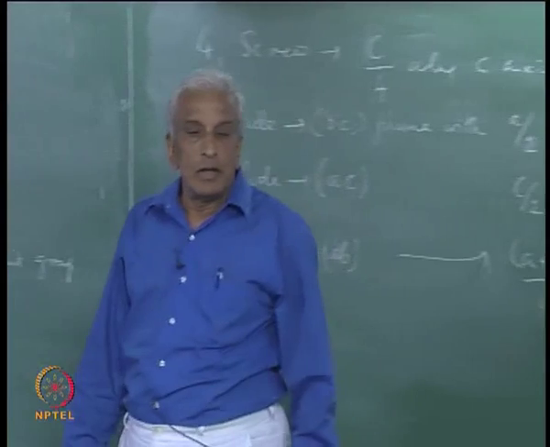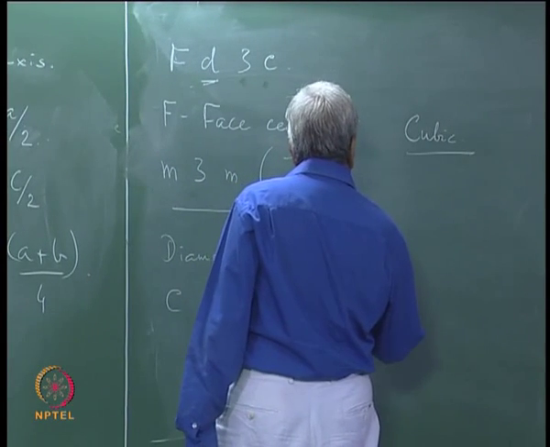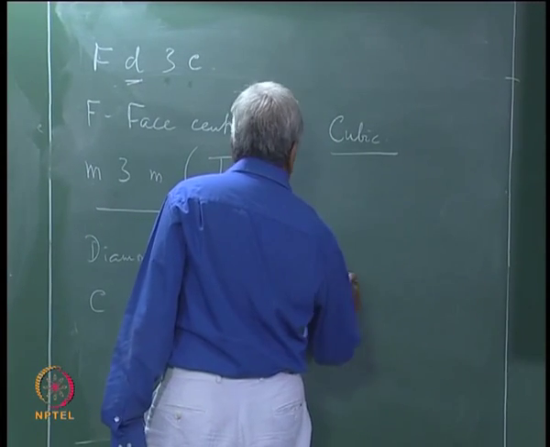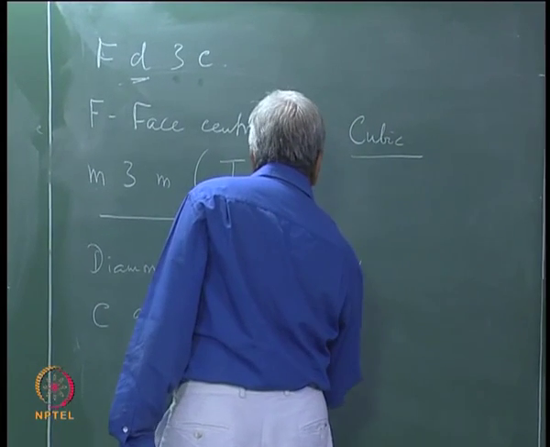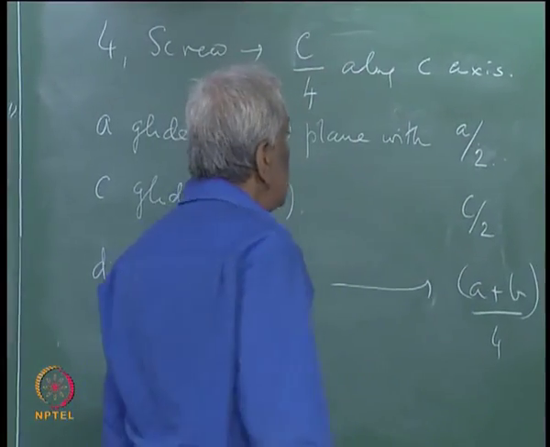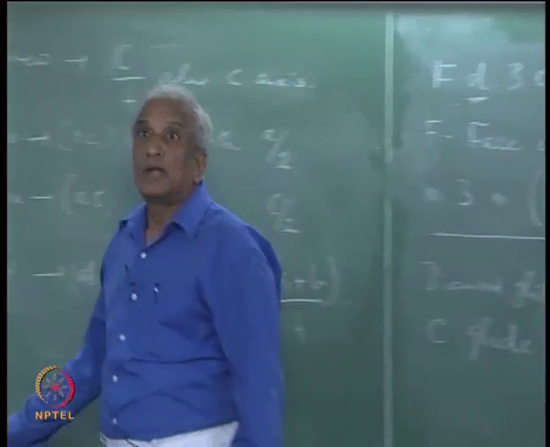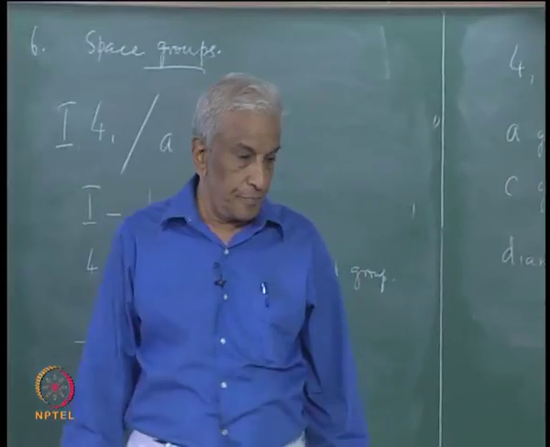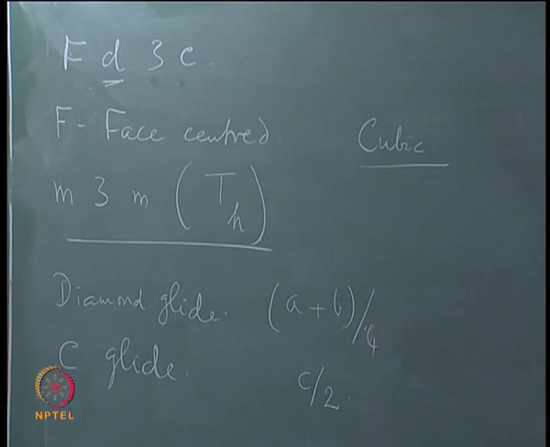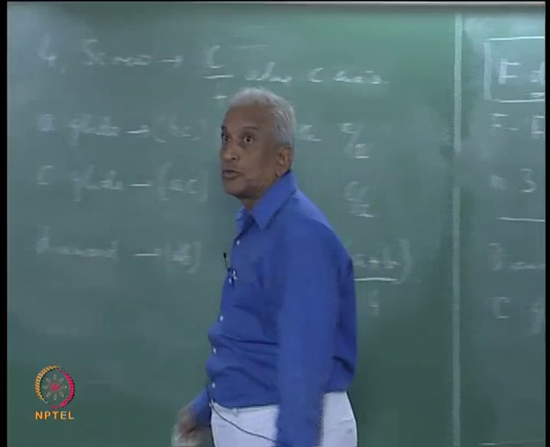Corresponding to this, the diamond glide means the translation is (a plus b) by 4, and the c glide has a translation component of c by 2. This is in the bc plane, and this is the diamond glide in the ab plane. So, that explains the space group symbol of the space group Fd3c, which is a cubic space group.